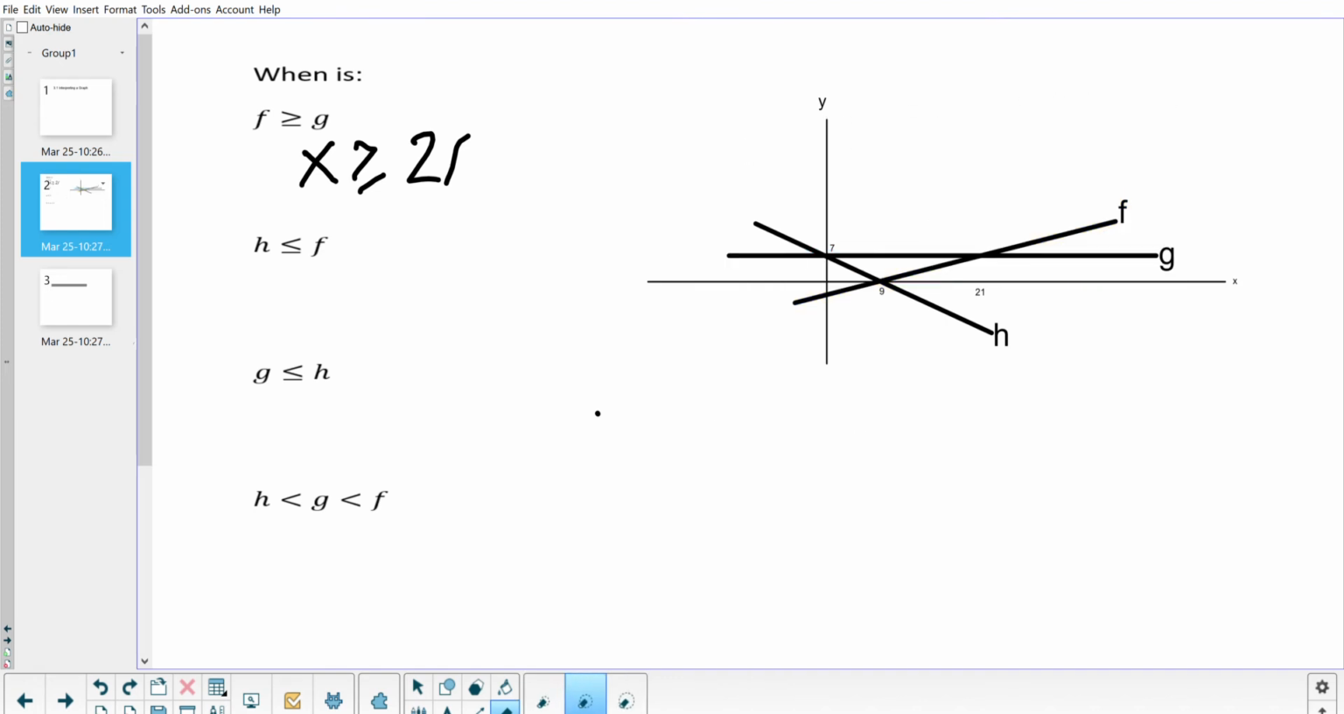Next one. I'm going to go back to the highlighter. Okay, when is h less than f? So I'm going to again highlight. So we've got h and we've got f this time. It's wondering when is h below f? So when is the blue below the yellow? Okay, so that's going to change at 9, right? So it's going to be when, get my pen to work, it's frozen.